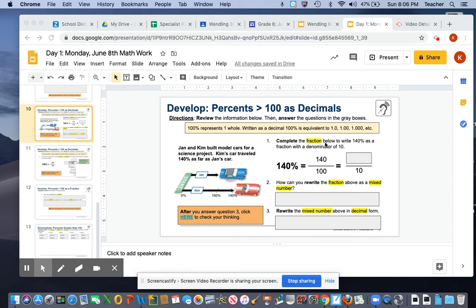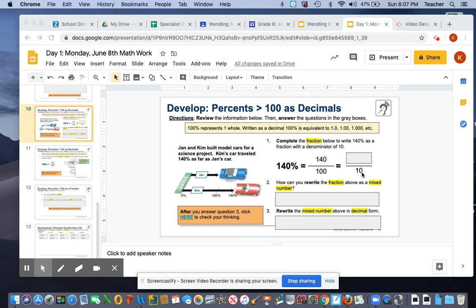We want to complete the fraction below to write 140% as a fraction with the denominator of 10. So we're changing this. We know that 140% is equal to 140 over 100. Now, if I want a denominator of 10, I have to think, how does my 100 become a 10? Well, it's getting smaller, so I have to be dividing by something. If we know our 10 times tables, we know that 10 times 10 equals 100. So if I do the opposite, 100 divided by 10 gives me 10.